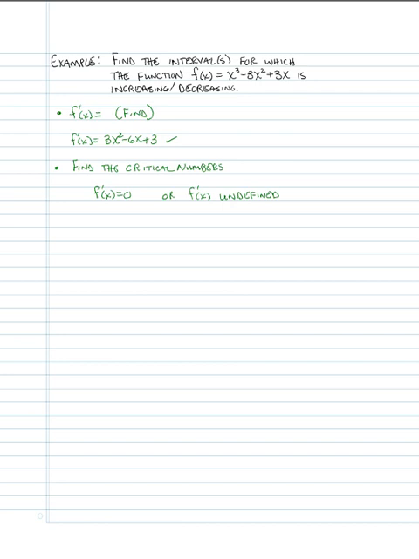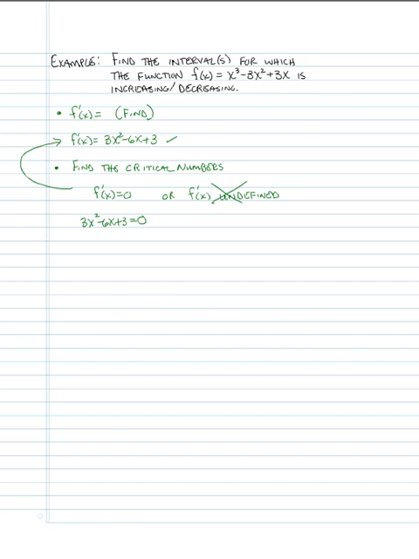Now, the derivative is a polynomial, okay? And a polynomial is defined for all values of x, so this doesn't apply in this problem. So what we're looking for is to find out when the derivative is 0. And so the derivative being 3x squared minus 6x plus 3, we want to know when that's 0.